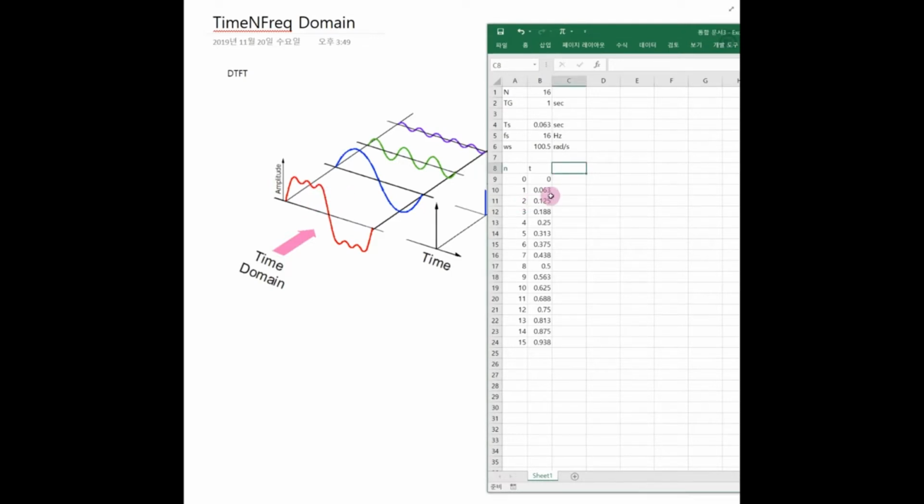The original signal is a sum of 3 different spectral contents. So x(t) is a sum of 3 different frequency components. The fundamental frequency is 1 Hz. I just assume this is 1 Hz, which means this is 1 second. The green one is 3 Hz, and the purple one is 50 Hz. So I'd like to generate these signals. x1(t) is the first fundamental frequency component, and x3(t) is the third harmonic.